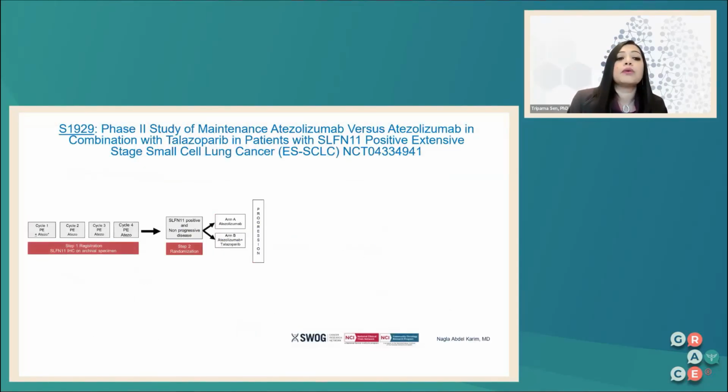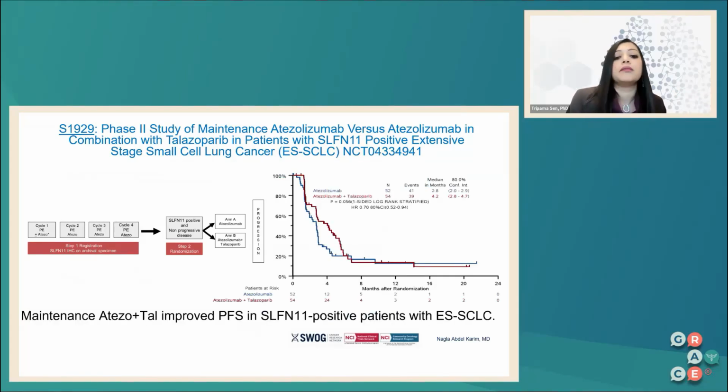Based on that, there was the SWOG-sponsored S1929 study that selected patients based on SLFN11 positivity, and they were randomized to receive atezolizumab, which is an anti-PD-L1 inhibitor, or atezolizumab in combination with talazoparib, which is a PARP inhibitor.